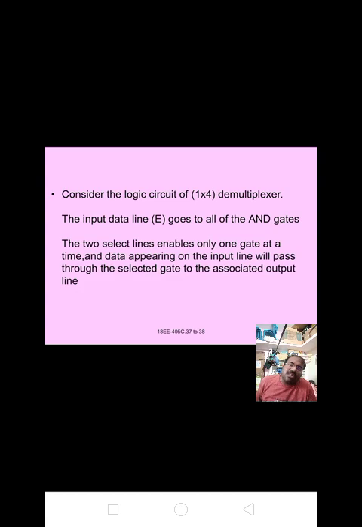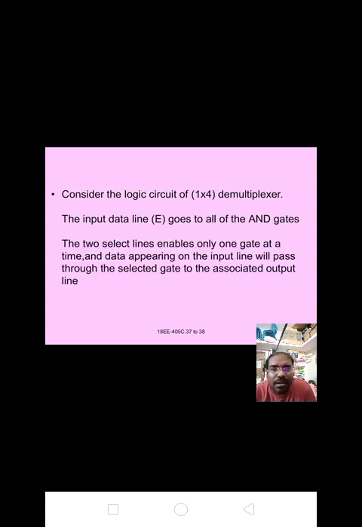Consider the logic circuit of the 1 into 4 demultiplexer. The input data line goes to all of the AND gates. The two select lines enable only one gate at a time, and data appearing on the input line will pass through the selected gate to the associated output line. It can be clearly explained in the diagram.